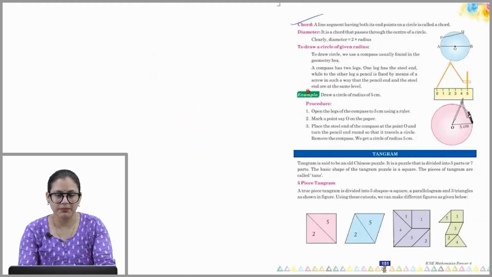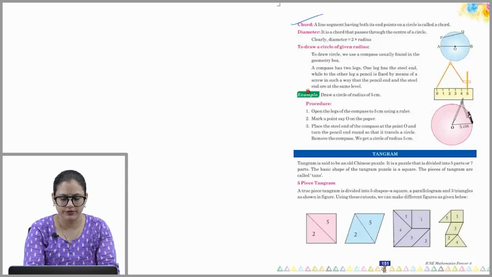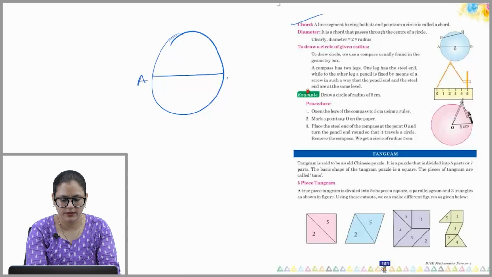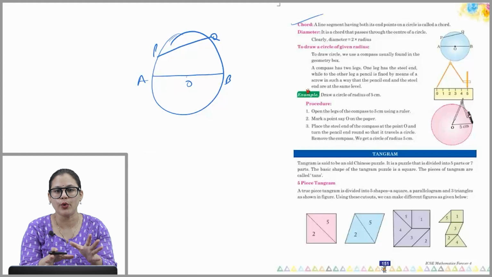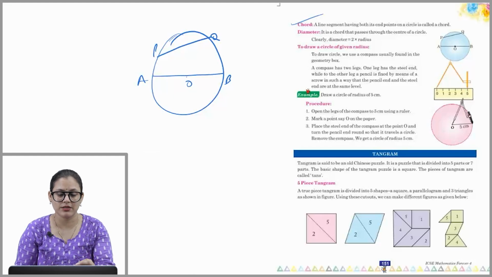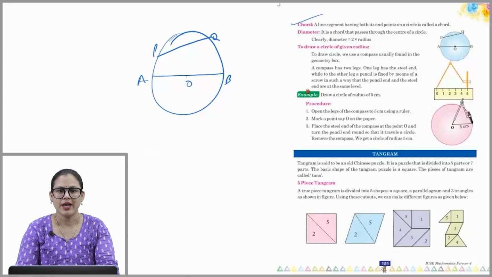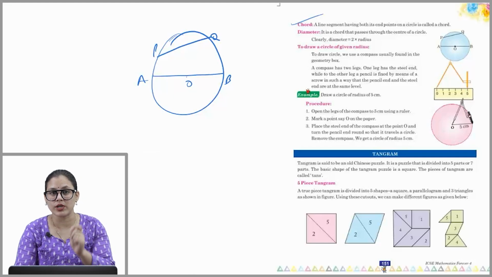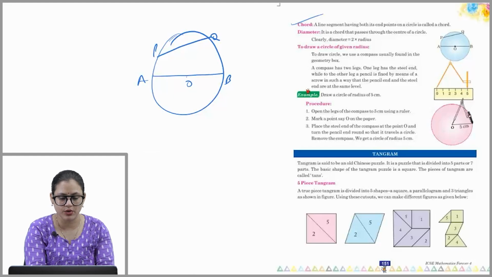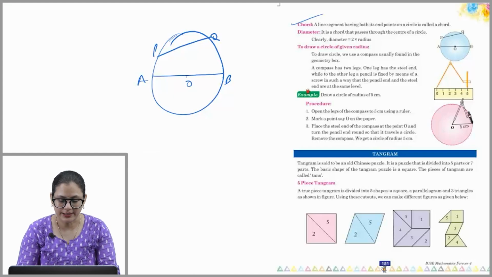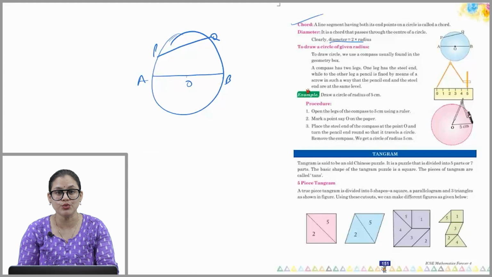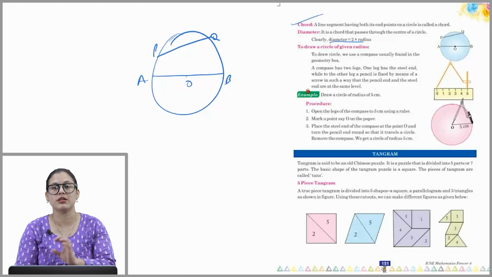Chord: a line segment having both its endpoints on a circle is a chord. For example, this is a circle, and this is the center. See, this line segment PQ, its 2 points are on the circle as endpoints. That is why this is a chord. Diameter is also a chord that passes through the center of a circle. But what is the difference between a diameter and a chord? A diameter always passes through the center of the circle, and since its 2 endpoints are on the circle, it is also called a chord. Clearly, diameter equals 2 times radius, which means diameter is double the radius.